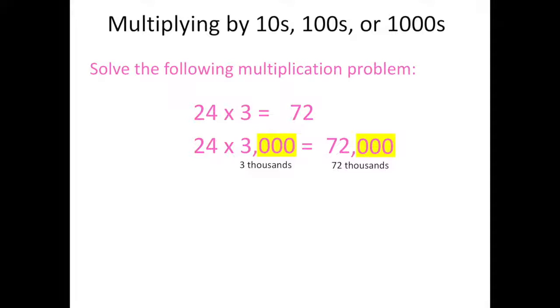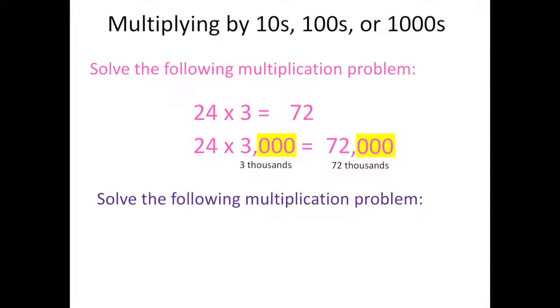Let's go over the steps that we did to solve this problem. I was first able to look at my non-zero digits, the 24 and the 3, and multiply them together. Once I had that 24 times 3 is 72, I was then able to take a look at the place value and add that into my answer. Solve the following multiplication problem and then submit your answer. 16 times 7.